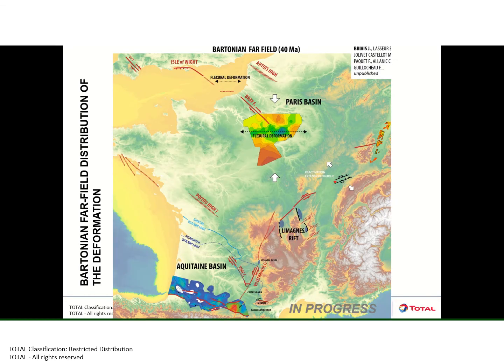And finally, a third type of far-field deformation occurring during the paroxysm of the Pyrenean convergence, so around 40 Ma. During this period, you can see on the map that basement faults were reactivated, with, for example, here the reactivation in a strike-slip motion of what we call the Sillon Houiller fault, or here the reactivation of Variscan thrusts, which led to the uplift of the Artois High, separating definitively at that time the Paris Basin from the North Sea Basin.